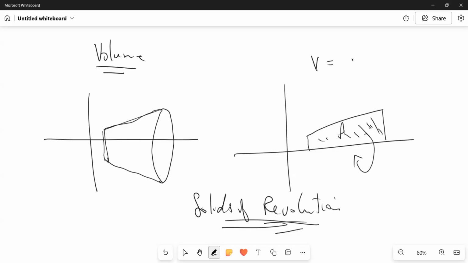I'm not going to get into how they came up with it. The integral of that area in terms of x dx, right? Instead of writing it that way, mathematicians have made it even easier for us.